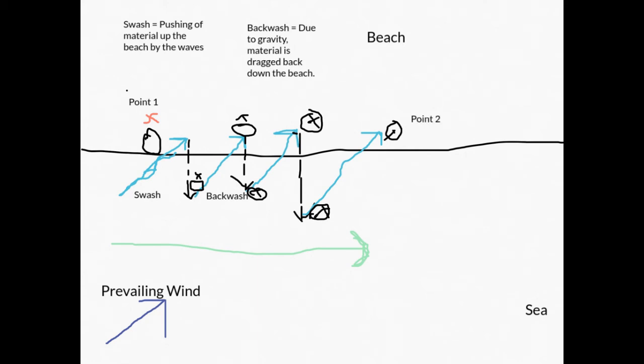Now a reminder of some key terms. Our prevailing wind is our most common wind direction, and longshore drift is the movement of this sediment along the shoreline. So this arrow here represents our longshore drift: the movement of sediment along the shoreline due to the processes of swash and backwash.